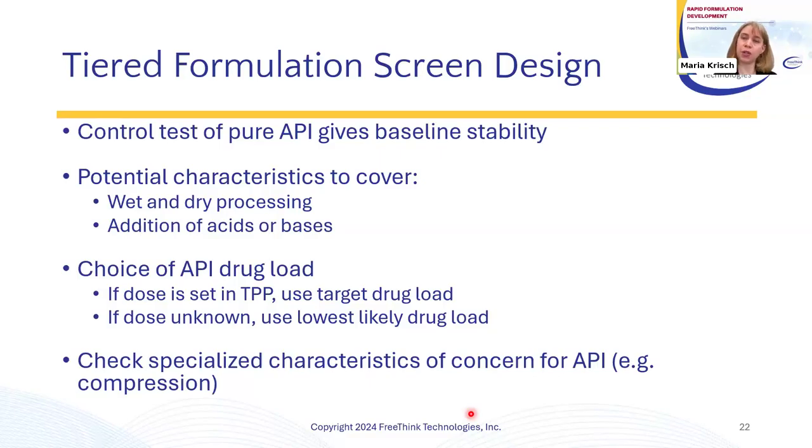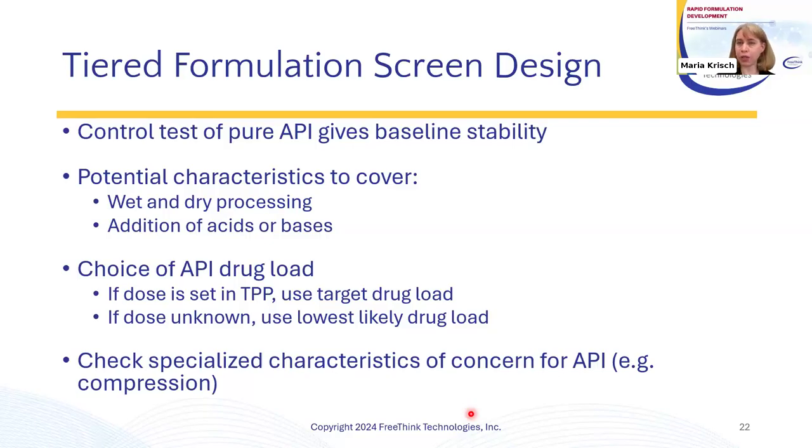So again, this is a case where you can go back to the TPP. If the dose is set in the TPP, then absolutely you would want to use the target drug load. Now, it may be the case that the dose is unknown, and in which case you want to look at the lowest likely drug load. You want the lowest one because to some degree you want the most conservative case. So you want to choose the lowest one that will show the highest amount of degradation.